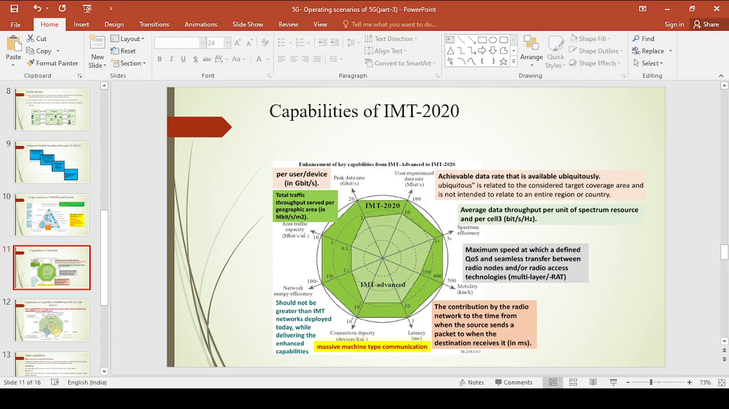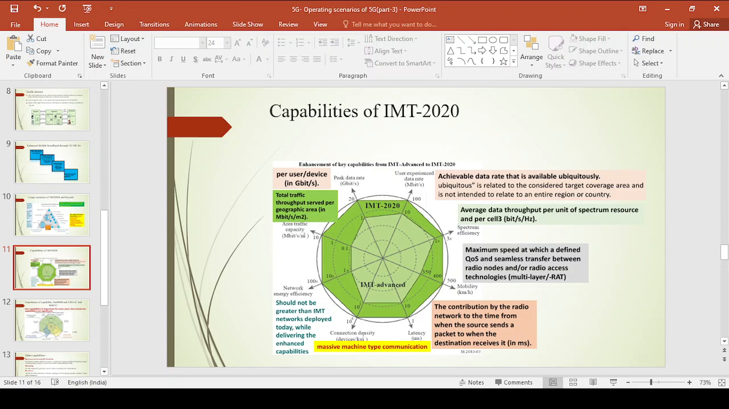First we will see spectrum efficiency. The spectrum efficiency should be 3 times more than the spectrum efficiency of 4G. What is spectrum efficiency? Average data throughput per unit of spectrum resource and per cell, in bits per second per hertz. Spectrum efficiency is nothing but average throughput per unit of spectrum, right?